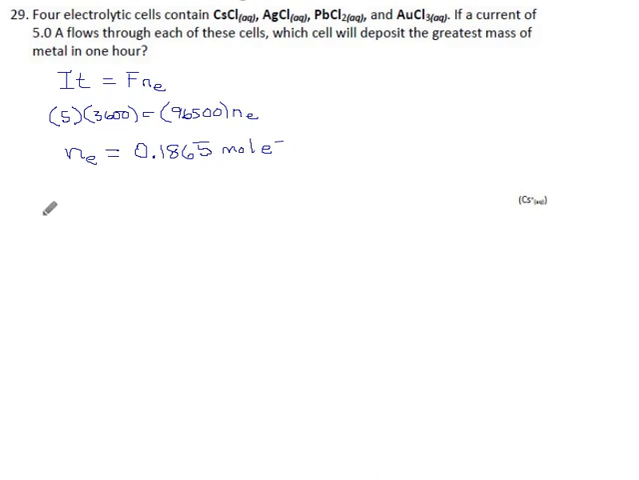Cesium is getting reduced. Cesium only requires a single electron to reduce to cesium metal. Silver also requires just a single electron to convert to silver metal. Lead, they said because it's Cl2, this must be lead 2. So lead 2 plus 2 electrons converts to lead metal. And finally, gold. It's reacted with 3 chlorides, so this must be gold 3. It's not the only version of gold, but that's the one we got.